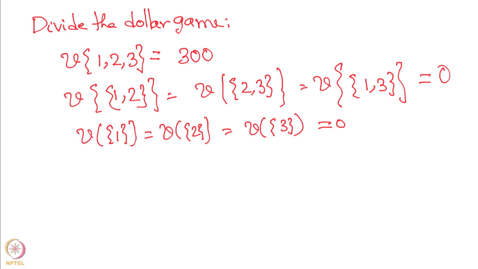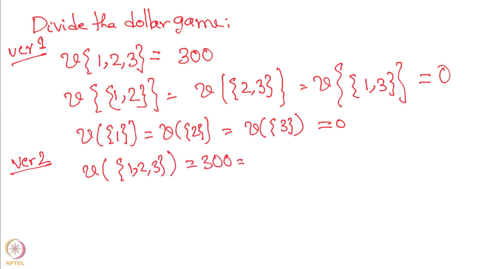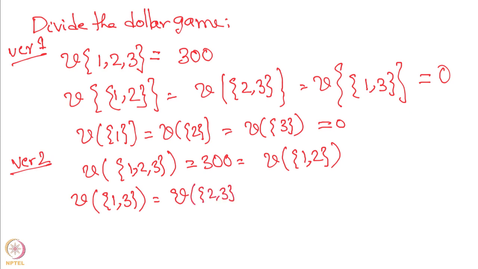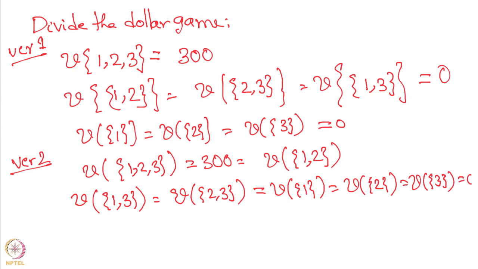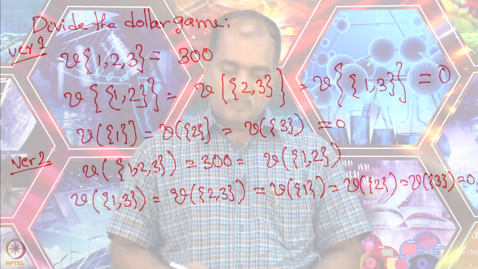This is version 1. In version 2, we said players 1 and 2 are the ones making the decision, whatever they choose. Therefore, V of 1, 2, 3 is 300. This is the same as V of 1, 2, and any other combinations get 0. Likewise, we can look at the other 2 versions also. So, this gives you the characteristic form representation for the game. Now, for each such characteristic form, what is the corresponding solution? We will try to build those solution concepts in this course.